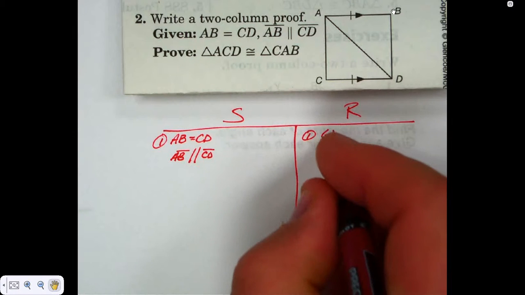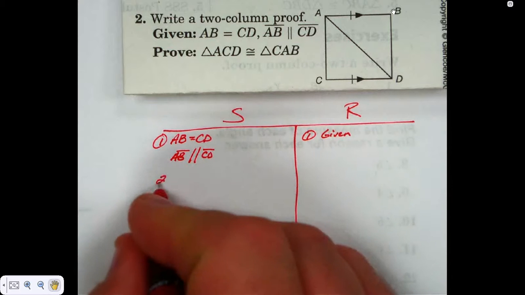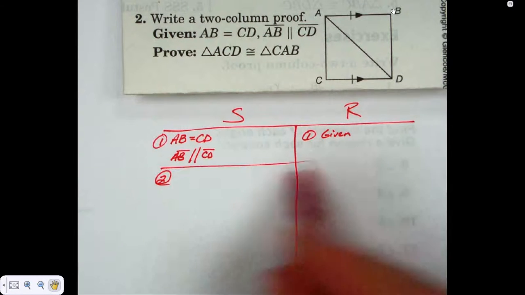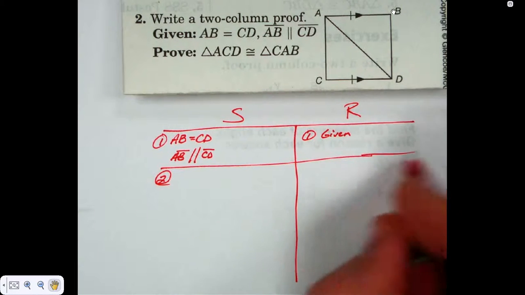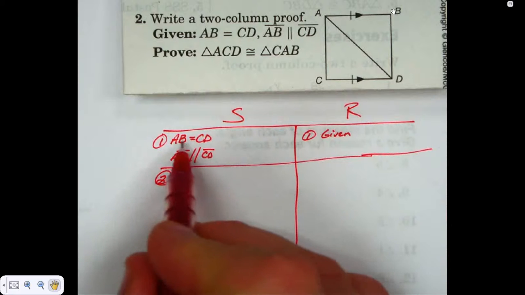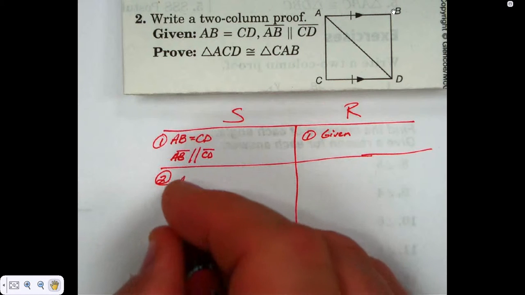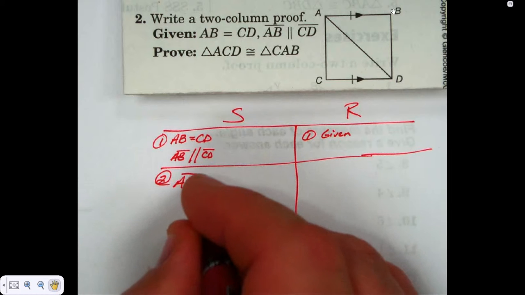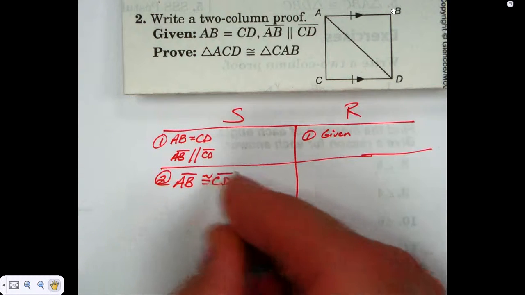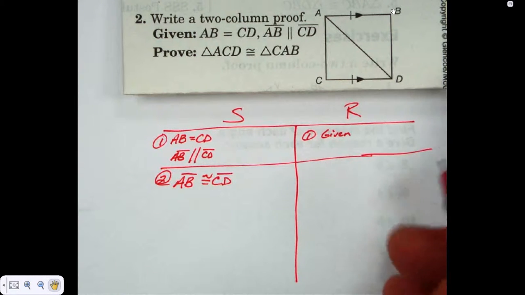This is all given. First, I'm going to go straight to something that this given tells you. All they told us is that the lengths are equal. What does that mean? That means that they are congruent. So I need to write that, because I'm going to try to do either side angle side or side side side to prove that the two triangles are congruent.